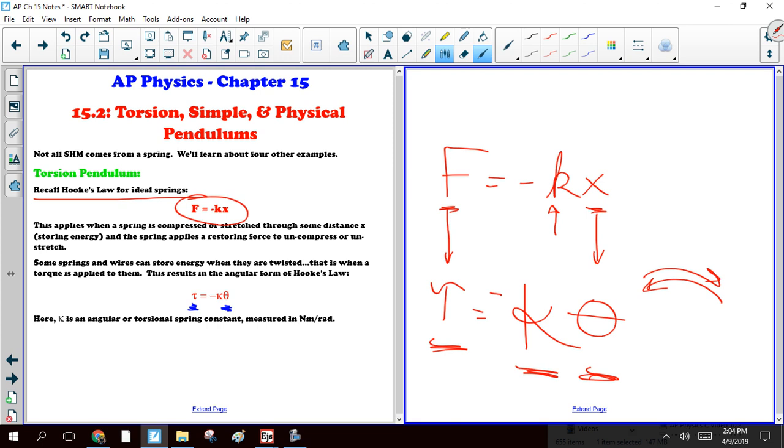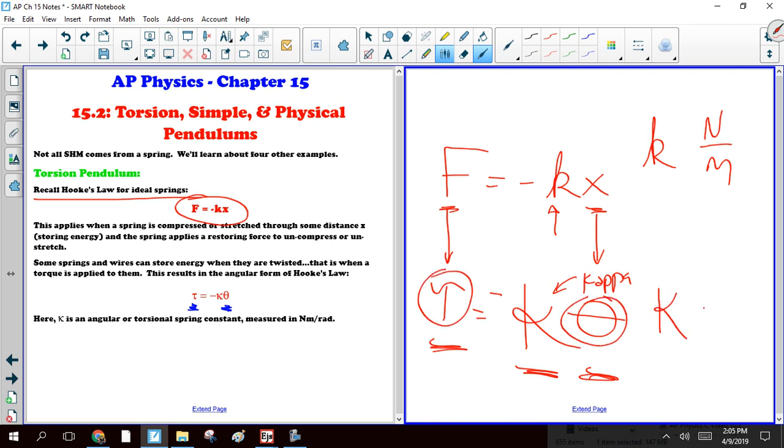The big difference here is that when you talk about your spring constant, K, the units are newtons per meter. Over here, our kappa, the Greek letter kappa, is going to be measured in units of torque per unit of angle, so newton meters per radian. Basically, these torsion pendulums work exactly the same as a regular oscillating object on a spring, with the exception that you're replacing all your linear values with angular values.